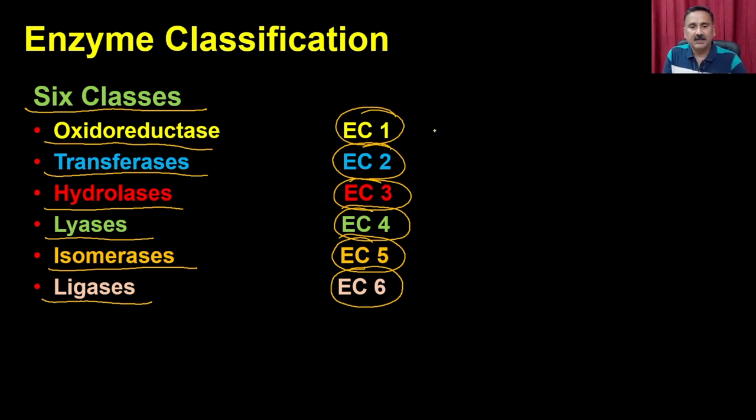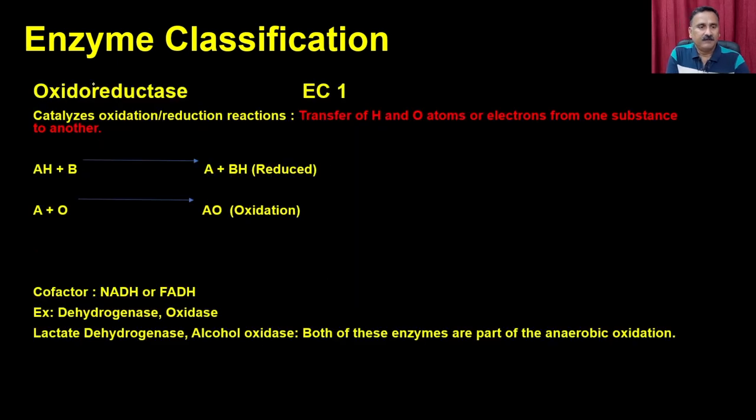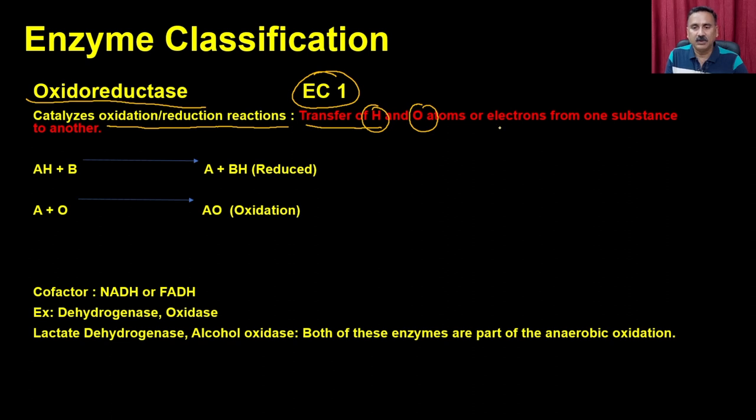So let's take the enzymes from each group, and we'll see how these groups are further classified under the Enzyme Commission. So first is oxidoreductase. As I said, it is the EC 1, and what reaction is it going to catalyze? It is going to catalyze an oxidoreduction, which means it is going to have the transfer of proton, hydrogen, or oxygen, or the withdrawal of the electron from one substrate to another substrate.